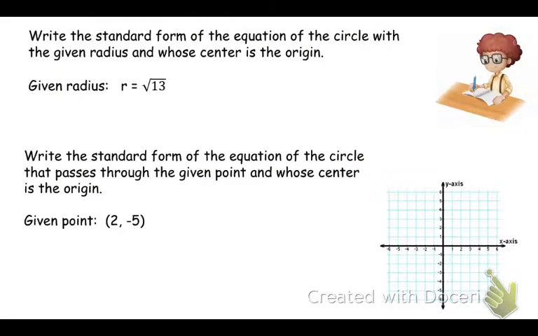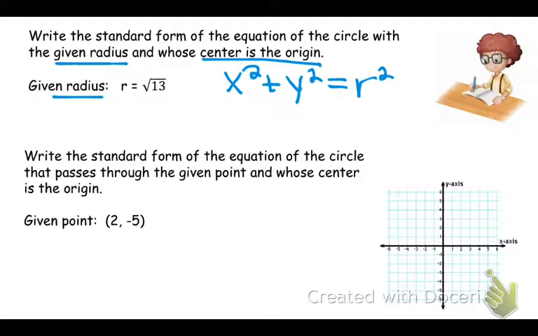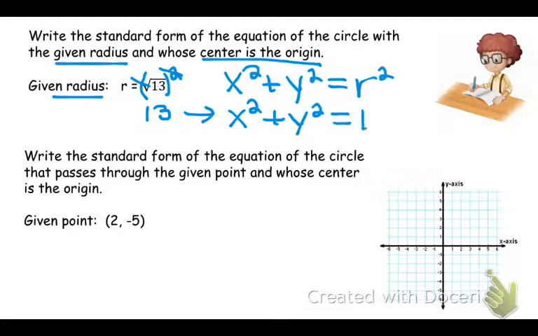All right, so we're already in the home stretch. This is our last slide. This one says, and you'll have these questions in your homework, write the standard form of the equation of the circle with the given radius and whose center is the origin. So if our radius is square root 13, we know that the standard form is x squared plus y squared equals r squared. So if I square the square root of 13, the exponent cancels out the radical, so it equals 13. So our equation is going to be x squared plus y squared equals 13.